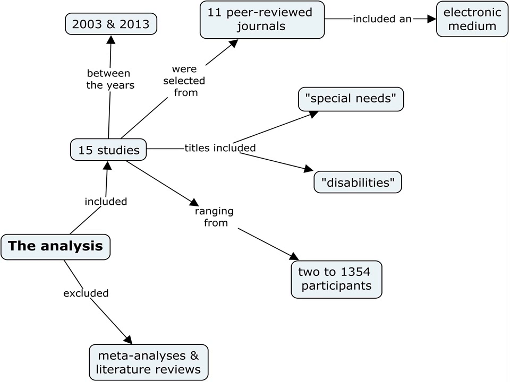The 15 studies that were the basis of this analysis were all published between the years 2003 and 2013. They were selected from 11 peer-reviewed educational technology journals and all included an electronic medium. The analysis only considered articles that included the words special needs and/or disabilities in the title. The studies all included research participants, numbering from 2 to 1,354. Meta-analyses and literature reviews were excluded from this analysis.